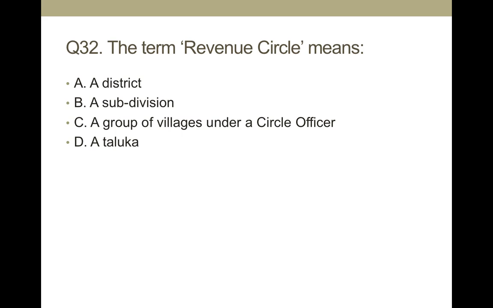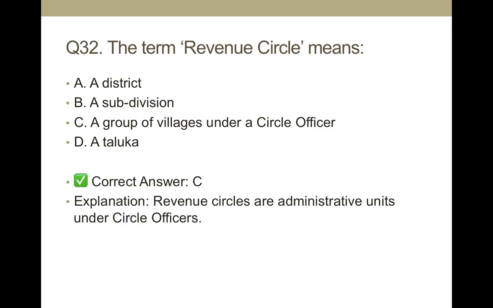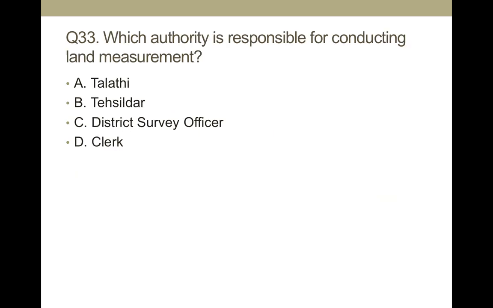Question 32. The term revenue circle means option A, district, option B, a subdivision, option C, a group of villages under a circle office, and option D, a taluka. Now the correct answer is option C, that is, revenue circles are administrative units under the circle officer.